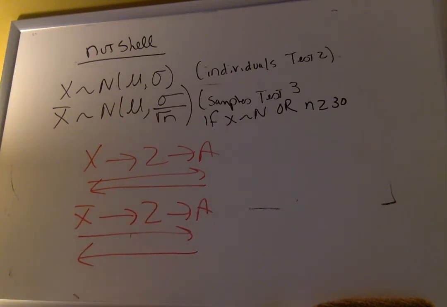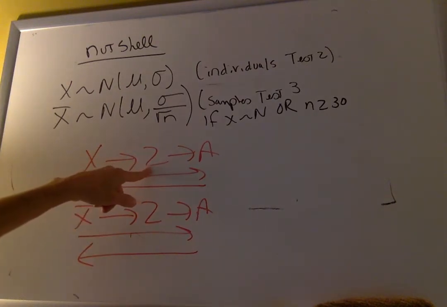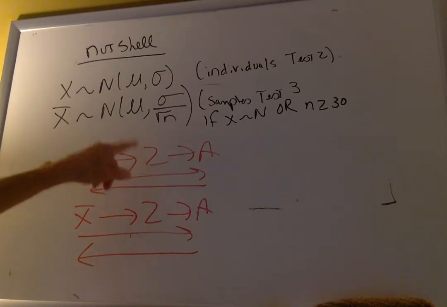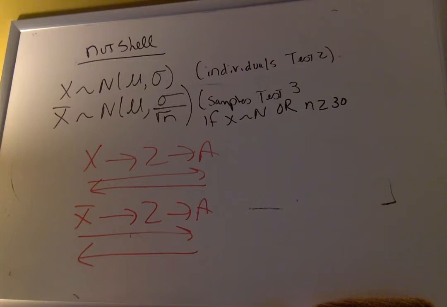The exact same thing. How do you get z-scores? Same way we got them there. Subtract the mean, divide by standard deviation. This is the mean. This is the standard deviation, though, that time, right? And you can go forwards and backwards. So the exact same process.